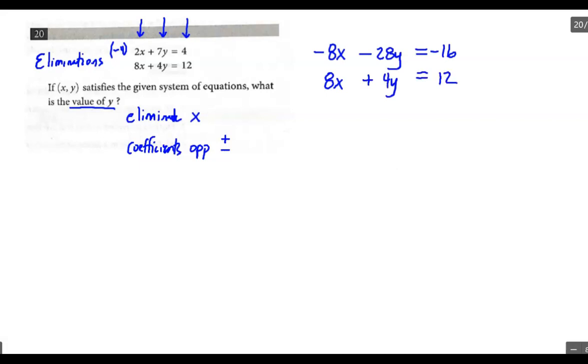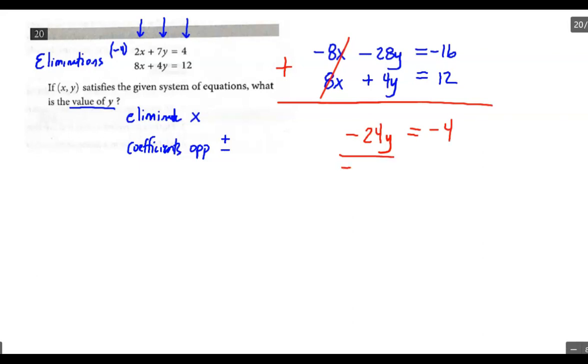Now, why did I want coefficients to be opposite? Because I'm allowed to add these two rows together. I can add two equations together if I want. And when I add them together, a -8x plus a +8x disappears. It goes away. -28 plus 4, well that's a -24y. And a -16 plus 12, well that's a -4.